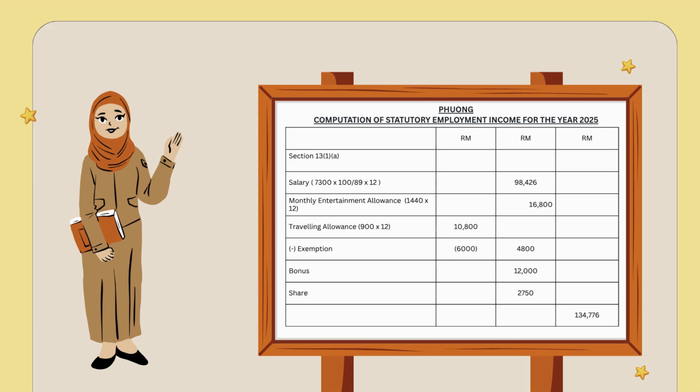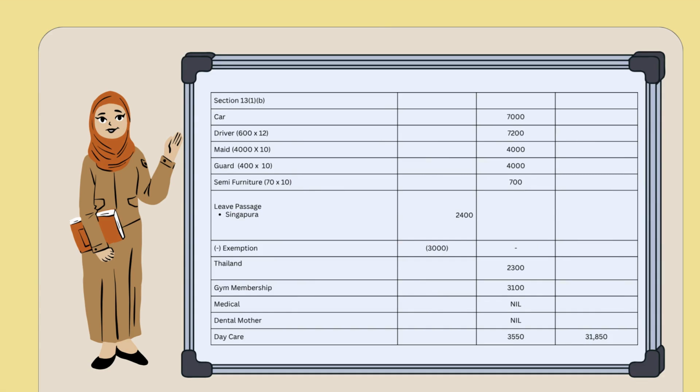The bonus for the year 2025 is RM 12,000 and share is RM 2,750. The total amount of Section 13(1)(a) is RM 134,776. Next is Section 13(1)(b). The benefit that Phuong received from her company is a car amount RM 7,000 including a driver at RM 600 per month, multiplied by 12 months is RM 7,200.